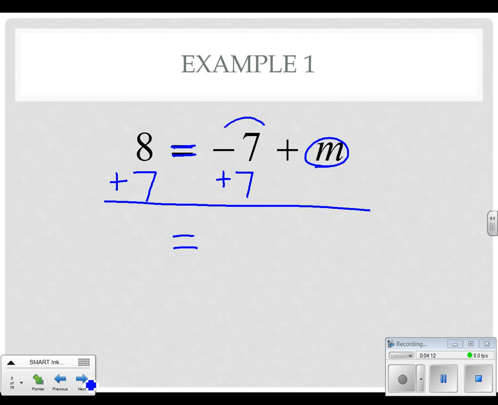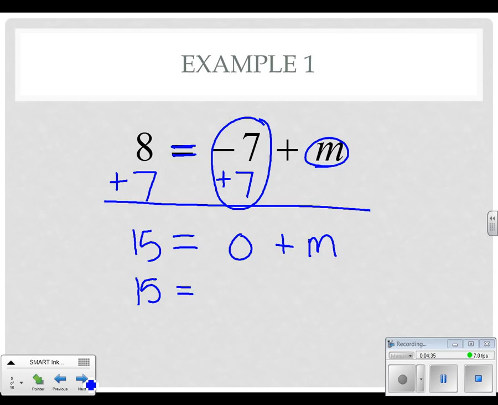And the reason why we're adding 7 is because we're adding opposites by doing -7 plus 7. And when we add opposites, we get 0. So I would be left with 0 plus m on the right side. And then on the left side of my equal sign, I have 8 plus 7, which gives us 15. Well, now I'm going to simplify this more. If I have 0 plus m, that just means the m is all alone. And so we have solved this equation. The solution would be 15. 15 will make this statement true.